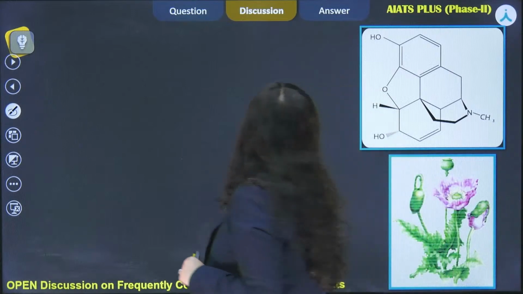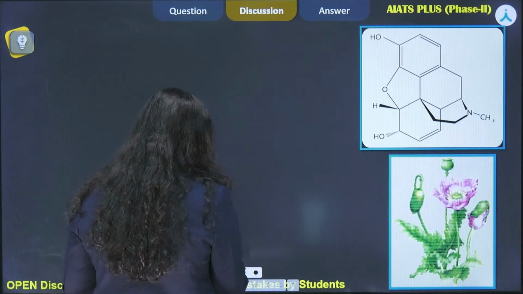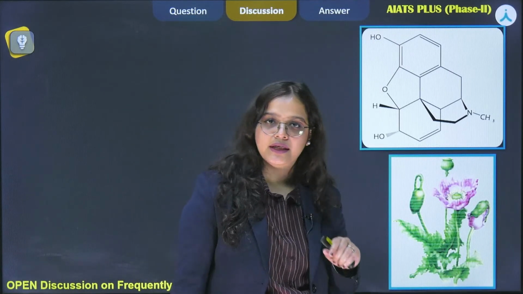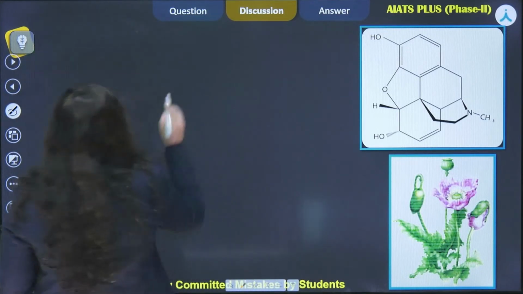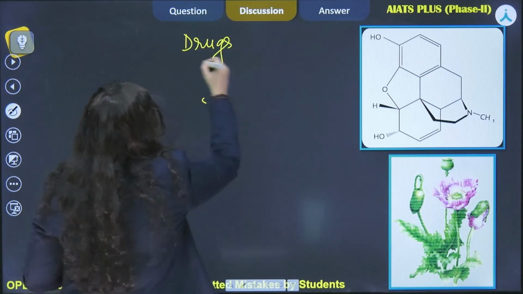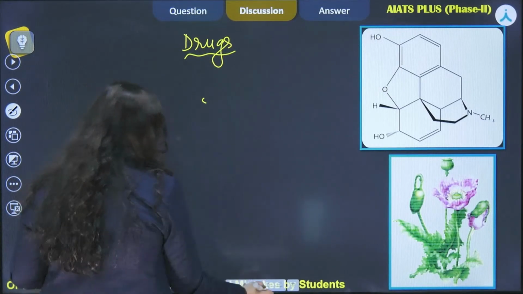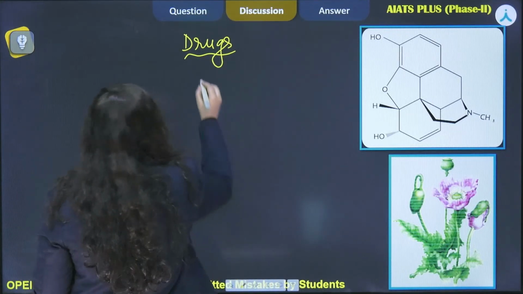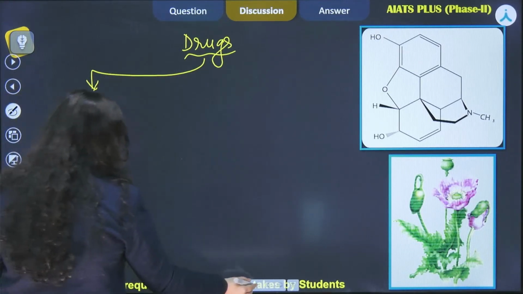Okay, so the figure that you see here is the structure of the opiate drug that we were talking about in the question. So let us first discuss drugs. So drugs can be of various types and they are based on their chemical nature. We have the opioids.